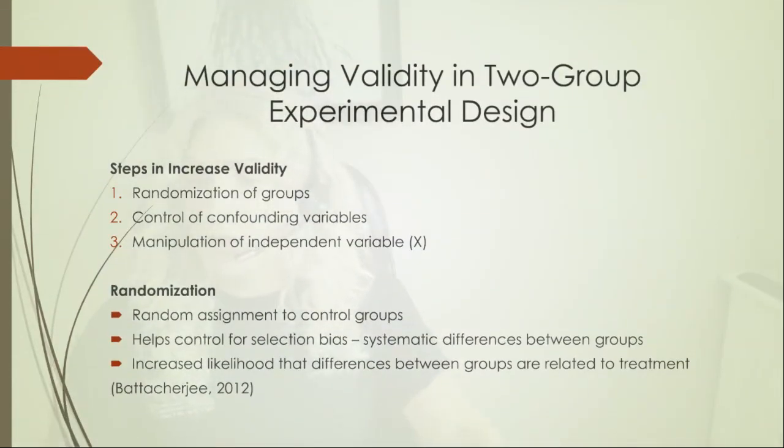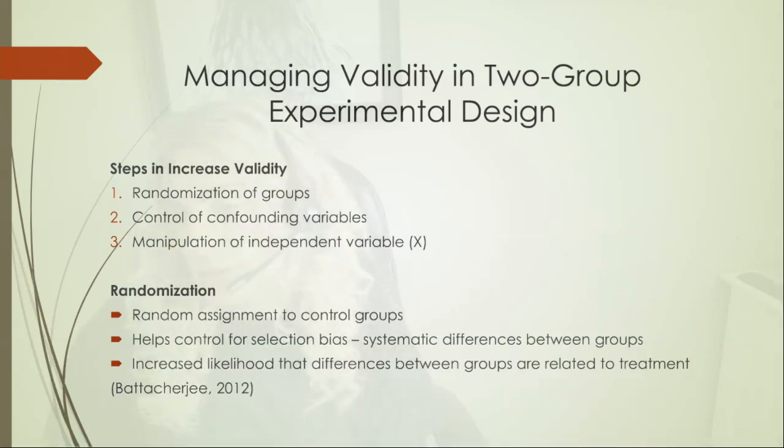So when we're managing validity in the two-group experimental design, the steps to increase validity would be to ensure randomization of the two groups. We need to control the confounding variables, or those circumstances or variables that are in the study that we maybe can't see or didn't quite think of, but they are there influencing the data results. And manipulation of the independent variable, which is our variable X, as in our previous formula a few slides ago.